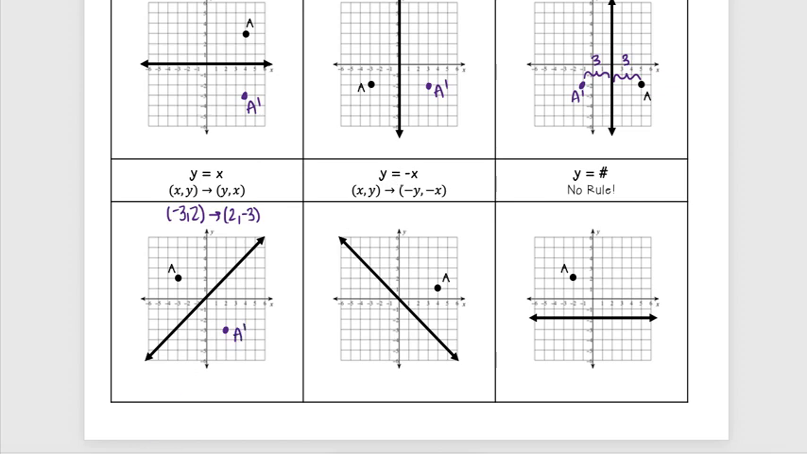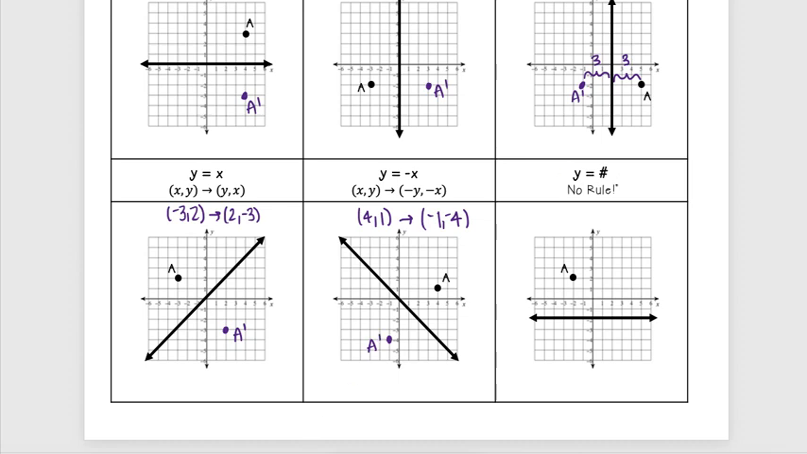Okay, and then for y equals negative x, we're going to do the opposite of that. So now I'm going to flip my coordinates, but I'm also going to take the opposite sign. Here I have the point (4, 1). When I reflect across the line y equals negative x, I'm going to swap my 4 and 1, so I have 1 and 4, but I'm also going to take the opposite sign. So these are both going to become negative. And there's the point there.